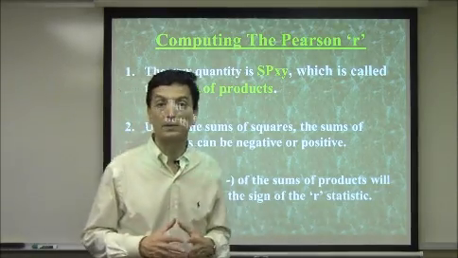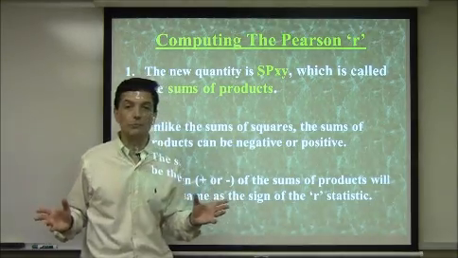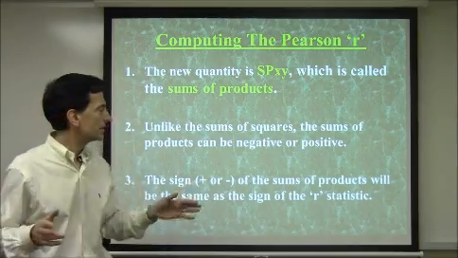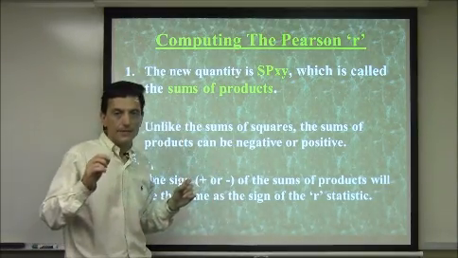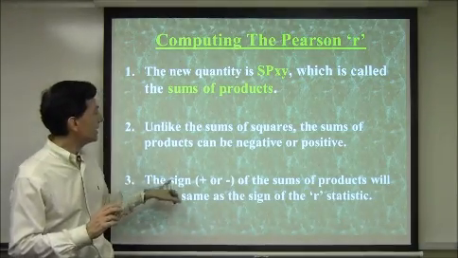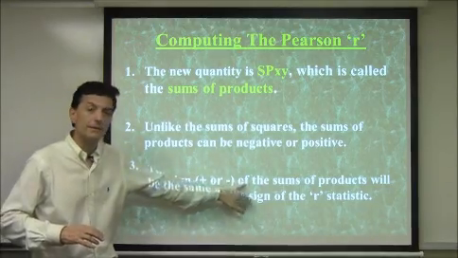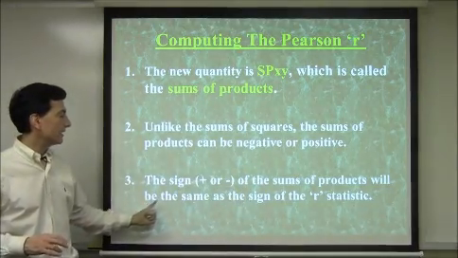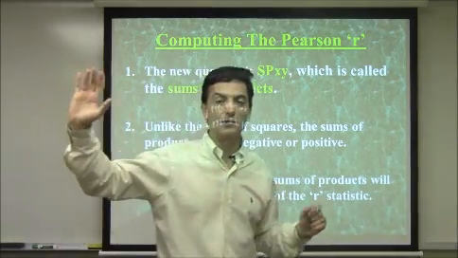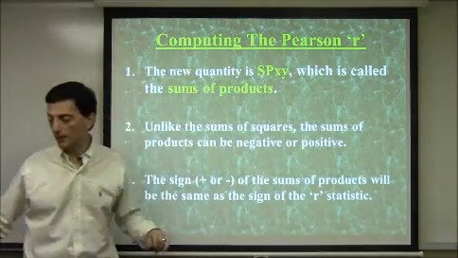There is such a thing as the complex number system. You might remember learning about imaginary numbers such as the square root of -1, but that's beyond the domain of this course. We're going to be talking about the real number system, so our sums of squares will either be 0 or positive. It will always be non-negative. Our sums of products, though, can have either a positive or negative sign. And the sign, positive or negative, of the SPXY term will be the same as the sign of the R statistic. So we said that R can range from -1 to +1. That sign will be driven entirely by this term, the sums of products.